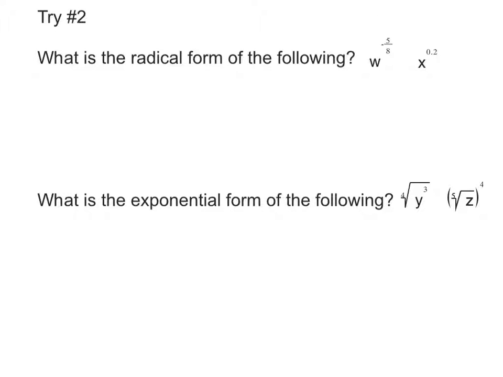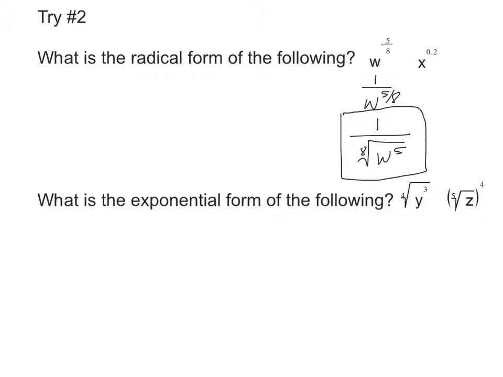All right, so again, we're changing to radical form. So this first one, we have w to the negative 5/8. Let's go ahead and change this to a positive power. So this would be 1 over w now to the positive 5/8. Okay, and then from there, remember the numerator is the power within the radical. And then the 8 is going to be our root. All right, so this is really 1 over the 8th root of w to the 5th.